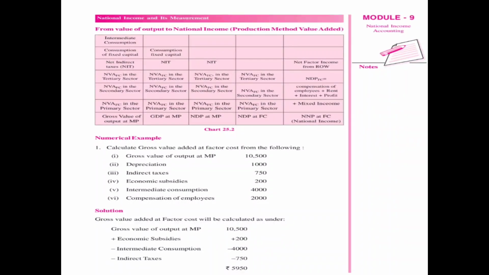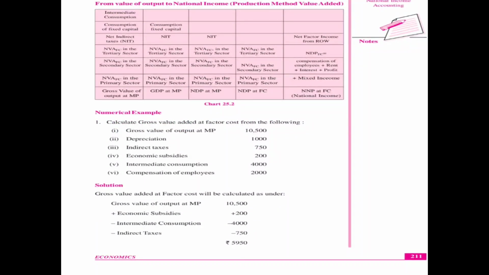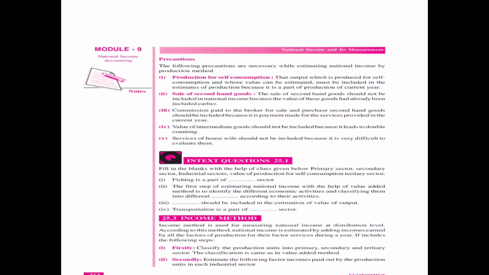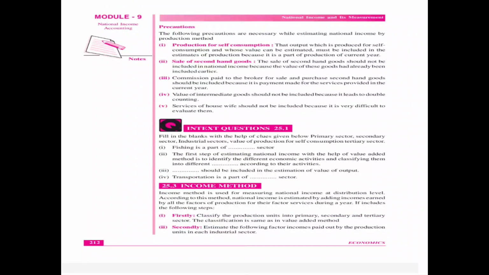In the numerical example, the gross value of output is 10,500, and the depreciation, which means the wear and damage of assets, indirect tax, subsidy, intermediate consumption and compensation of employees are dealt with in the numerical examples of this chapter. We must also take precautions, such as not counting goods produced for intermediate consumption and second-hand goods. The income method is also one of the most important methods.